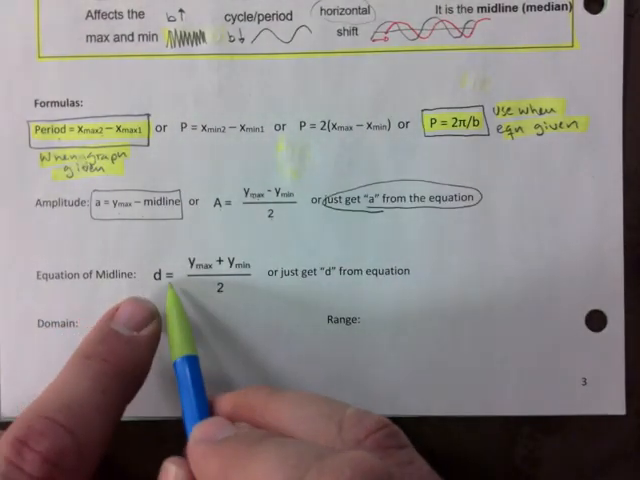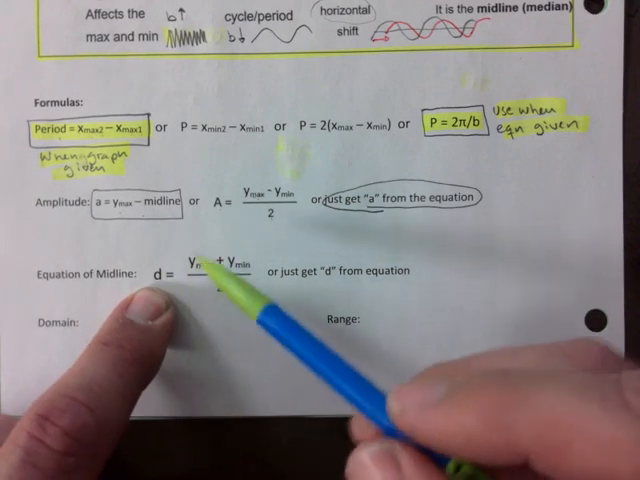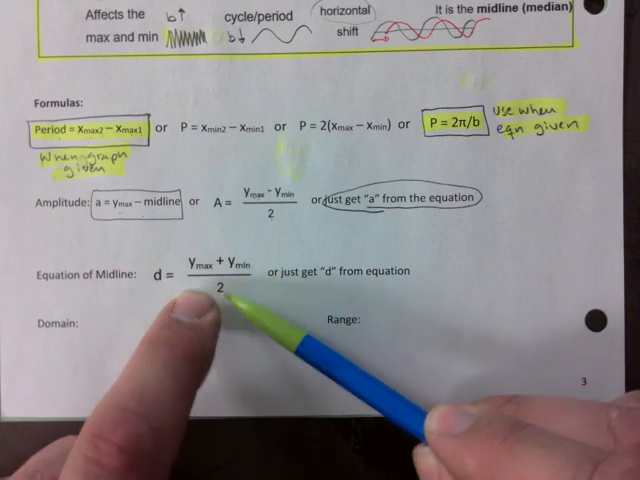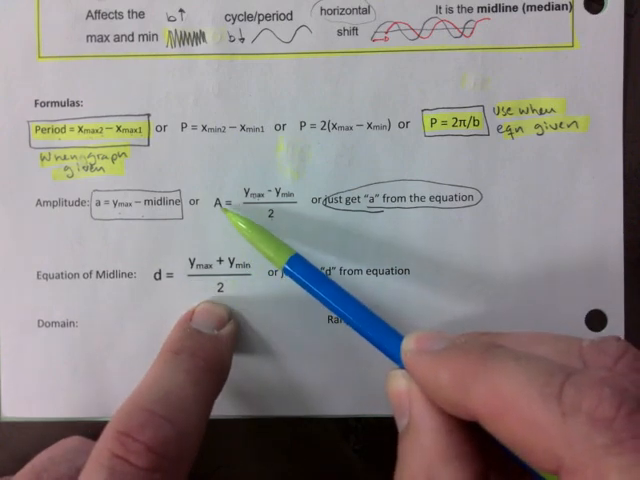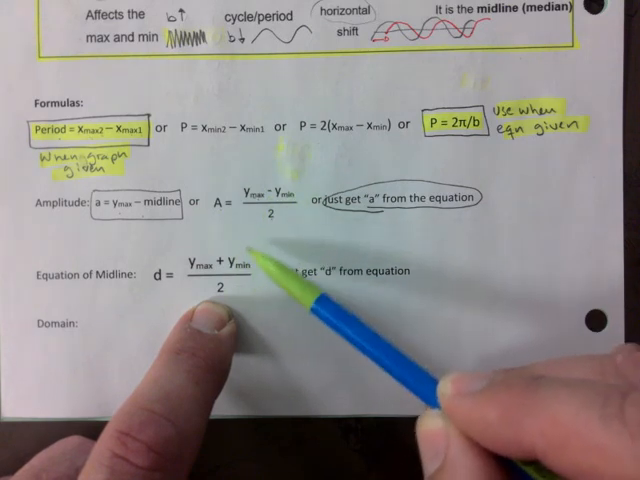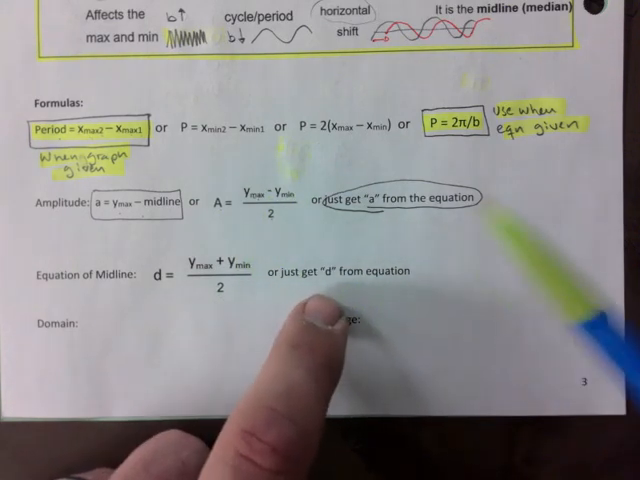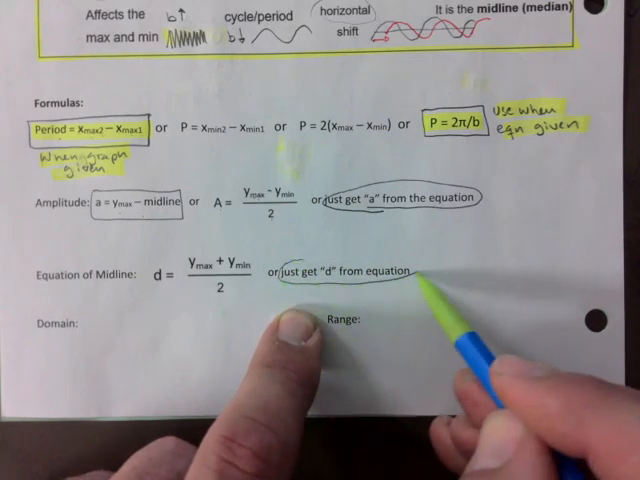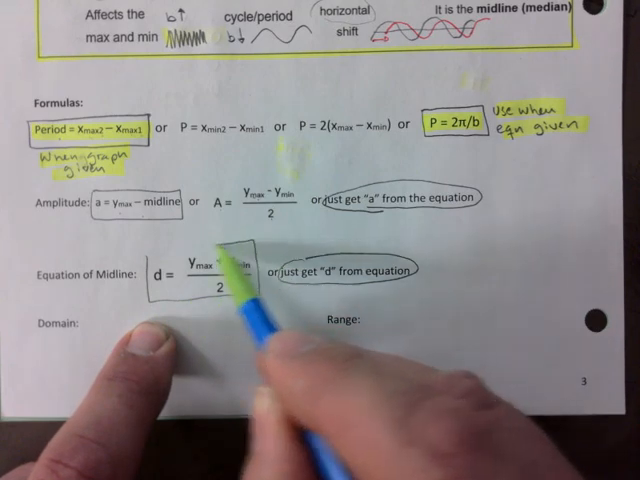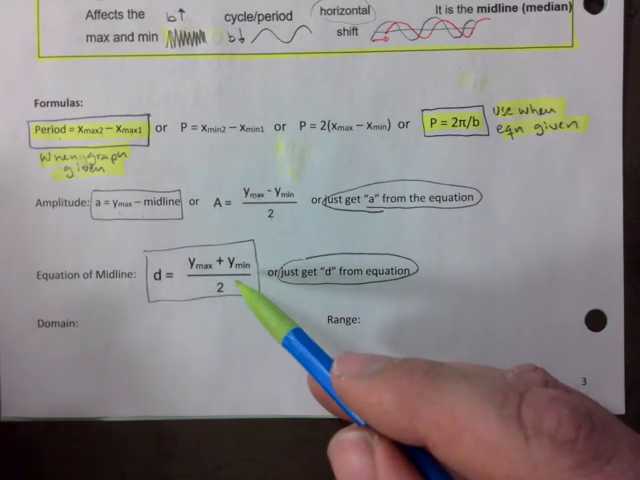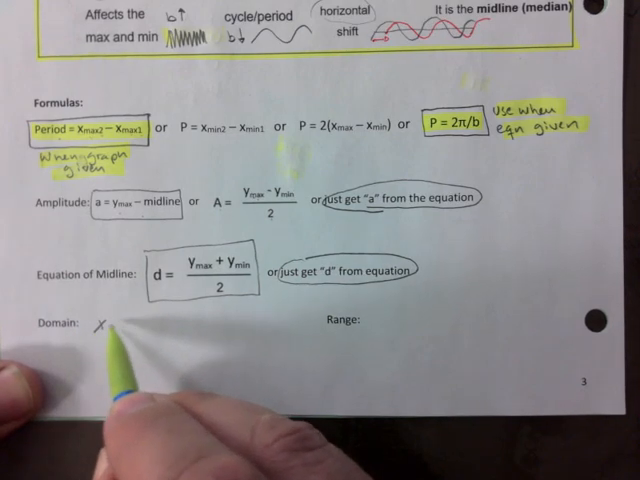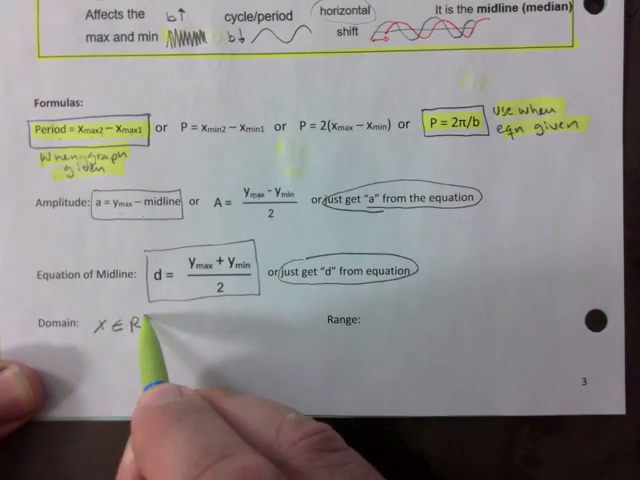Equation of the midline, you would basically notice the difference. Y max plus Y min divided by 2, versus the amplitude, which is Y max minus Y min. Very important. But you divide them both by 2. Or just get D from the equation. That's probably the most popular, but this is there in case you don't. Okay? The domain is usually x is part of all real numbers.